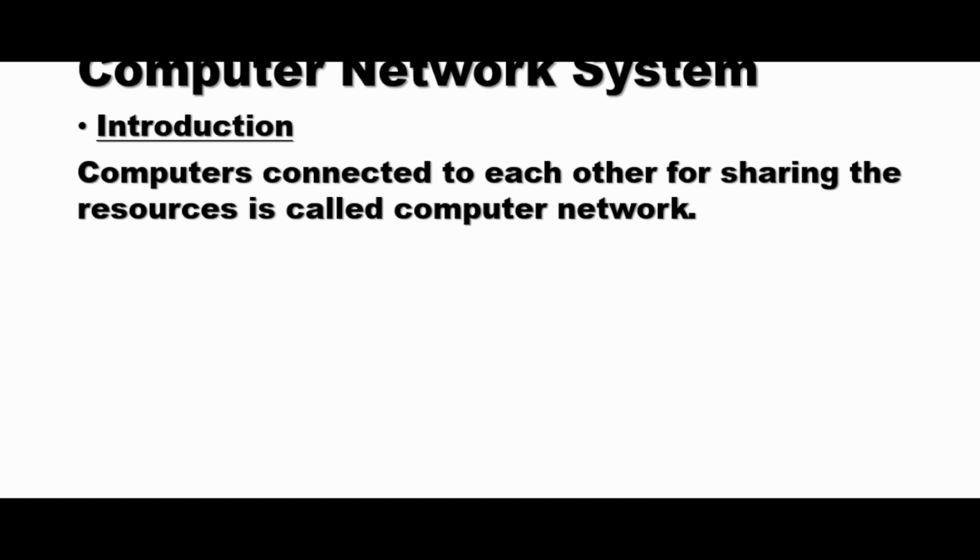First one is computer network system. Introduction. Computers connected to each other for sharing resources is called computer network. So in this definition, I want to clearly define the broad meaning of computer network system. Multiple computers connected to each other for sharing resources is called computer network.